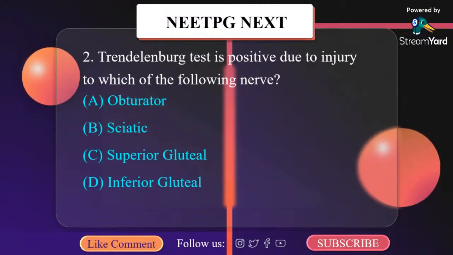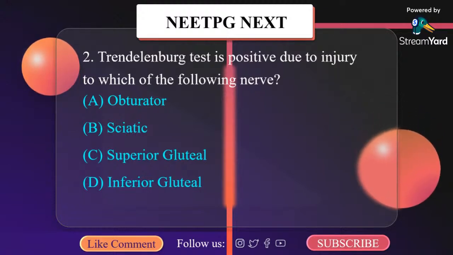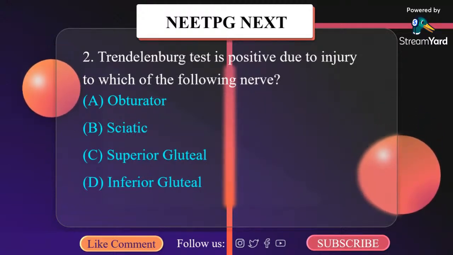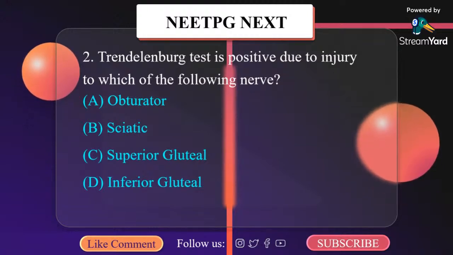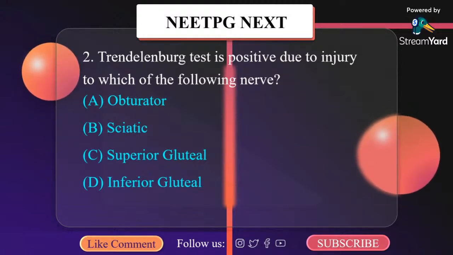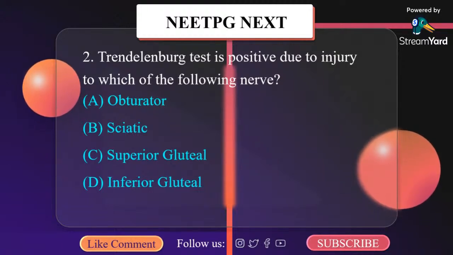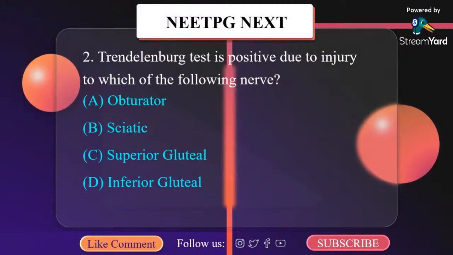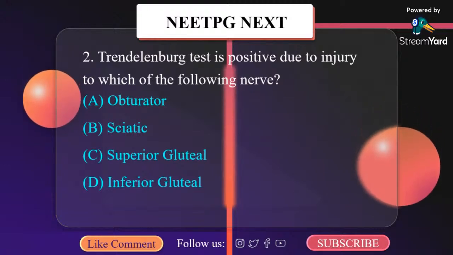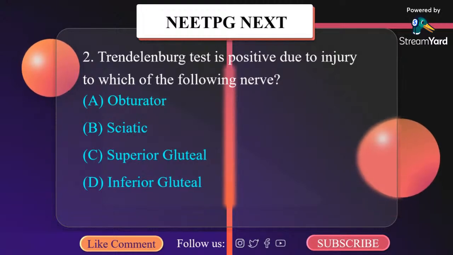Now, a little bit about Trendelenburg test. Normally, when a person is made to stand on one leg, the hip abductors of the ipsilateral side raise the opposite and the unsupported side of the pelvis. If the abductor mechanism is defective, the unsupported side of pelvis drops, and this dropping is known as positive Trendelenburg test. Since the nerve involved is superior gluteal, the correct option here is C, superior gluteal.